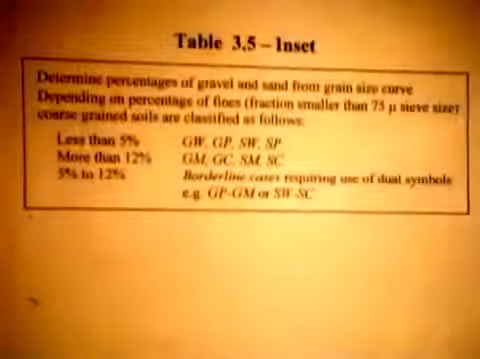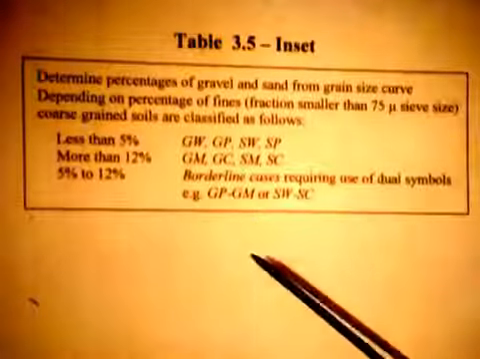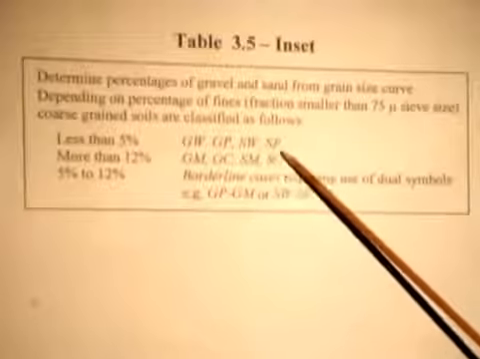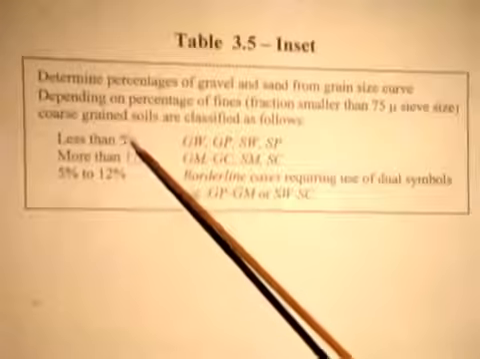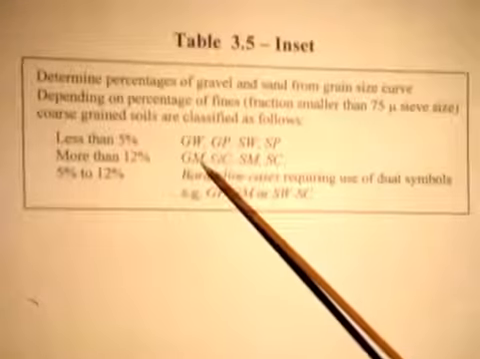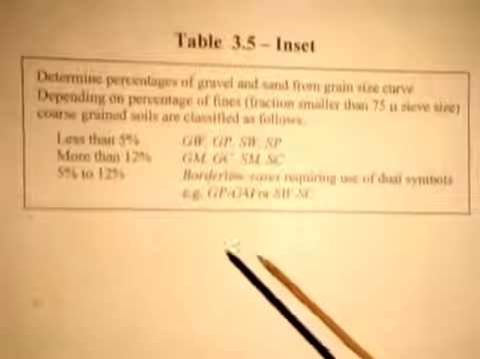One of the areas of confusion in soil classification arises from this inset to table 3.5. According to this inset, in order to have the modifier W or P assigned to the soil, whether it be gravels or sands, the proportion of fines must be less than 5%. If there are more than 12% fines, then the modifier must be either M if the fines are predominantly silts, or C if the fines are predominantly clays. Irrespective of the shape of the grading curve, the modifier must be an M or a C.